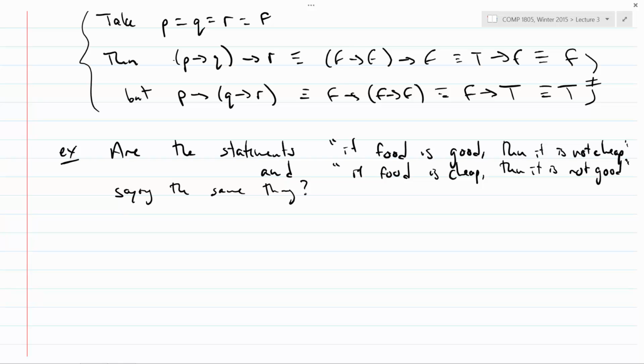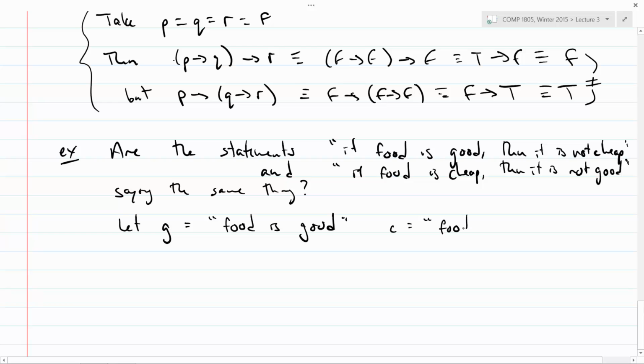Okay, so the way you can approach this is to either make a truth table, which is fine, or you can do logical equivalences. And we're going to do logical equivalences. Note, however, that you haven't been given any propositions here. So the first thing you really need to do is translate those statements into logic. So I'm going to say, let G be food is good, and really that means the food is good. And C means the food is cheap.